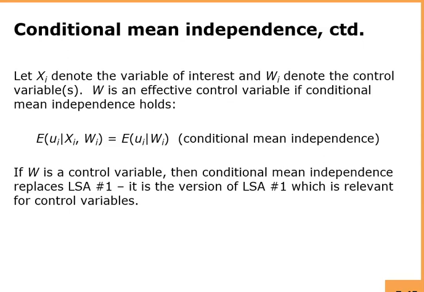So if w is thought of as a control variable being included in the regression equation, then the condition of conditional mean independence, which is written like this, takes the place of the first least squares assumption that the expectation of u given w is equal to 0. So that goes away. Instead of the first assumption, this assumption takes its place.